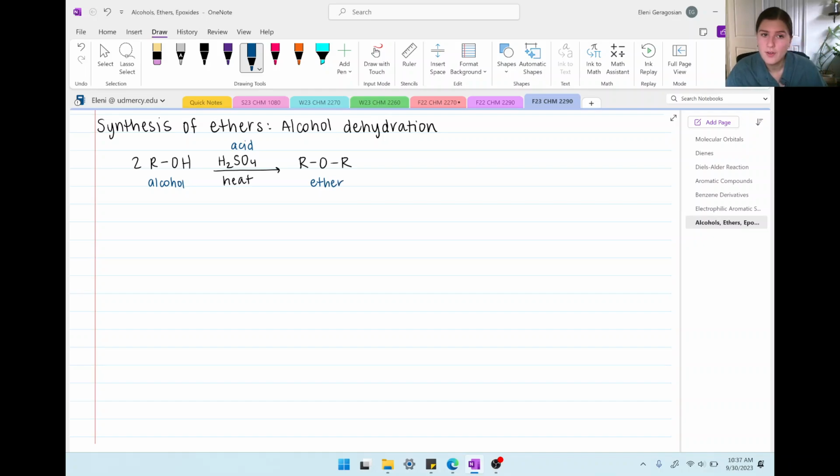Now, if we have 2 different alcohols present in an alcohol dehydration reaction to synthesize ethers, then it's possible that the 2 R groups on the ether will be different, and we'll look at that in an example. So this is the general synthesis, pretty simple here. Let's go through the mechanism with an example.